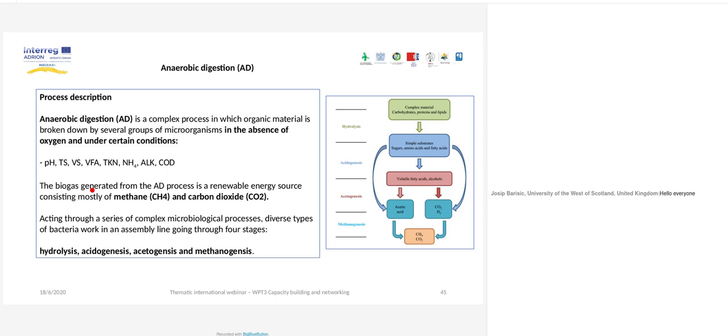So the biogas generated from the AD process is renewable energy. This is what we have discussed just now, consisting of methane and carbon dioxide. And as regards this complex microbiological process, we have 4 stages. We start with the hydrolysis, going further to the acidogenesis, the acetogenesis, and concluding with the methanogenesis, where we have methane and CO2, carbon dioxide.